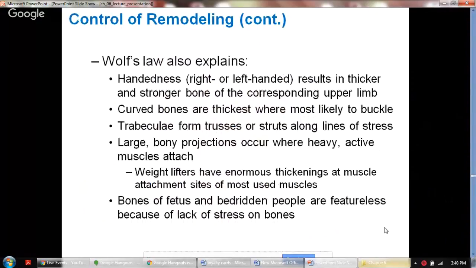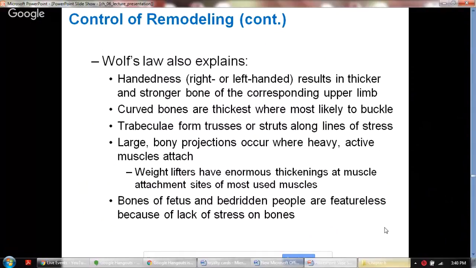Wolff's law also explains handedness, which is right or left-handedness, and is thought to result in a thicker and stronger bone of the corresponding upper limb. The more you use it, the more stress you put on it, and that would be how we decide the handedness. And the curved bones, according to Wolff's law, are thickest where they are most likely to buckle. Wolff's law also explains trabecular formation, because they form trusses or struts along the line of the stress.